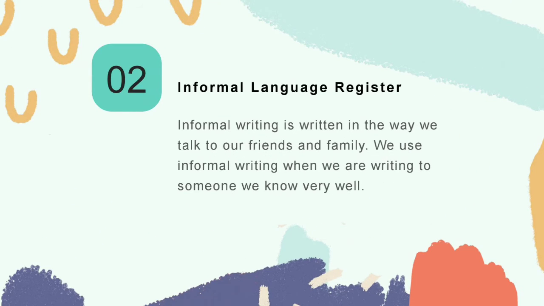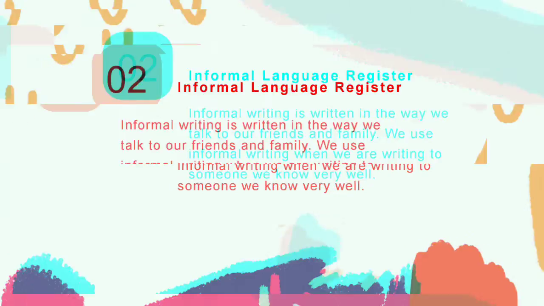The second type of register language is informal language register. Informal writing is written in the way we talk to our friends and family. We use informal writing when we are writing to someone we know very well. There are no major rules to informal writing.